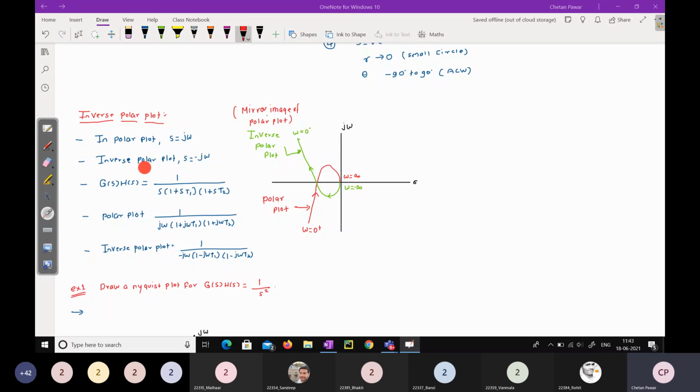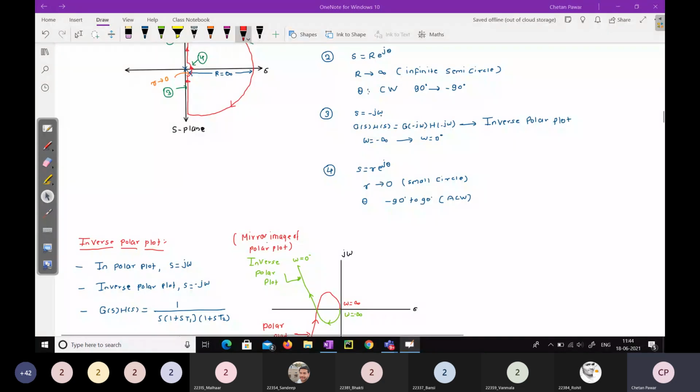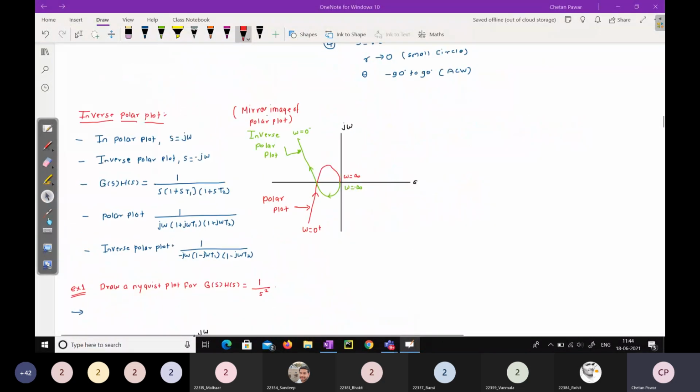And for inverse polar plot, for third region, what we are doing, we are replacing S by minus j omega, right? So for third region, you can see the inverse polar plot will be minus j omega. So here you will replace S by minus j omega. So whatever the poles in the inverse polar plot are the complex conjugate of this particular polar plot's poles, right? So those poles will be mirror image to the poles in the polar plot.